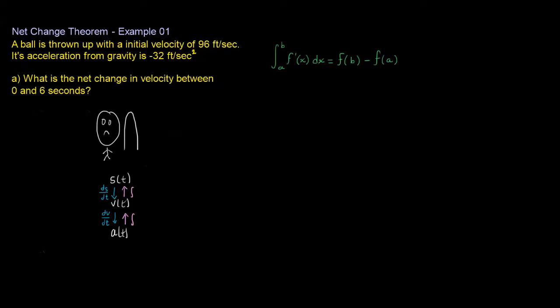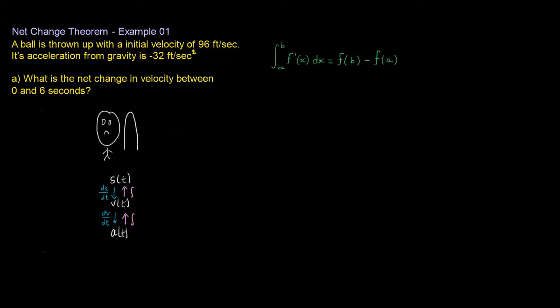So starting out from where we left off in the previous video, we got to this diagram that we can use to solve these kinds of problems. So for the net change in velocity, we're going to start with the formula for the net change theorem. We're saying that if we integrate the derivative of a function, we get the net change in its value in a general sense.